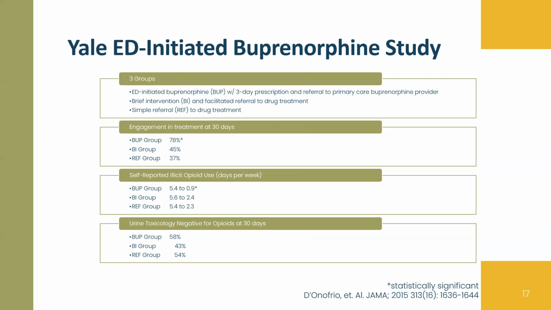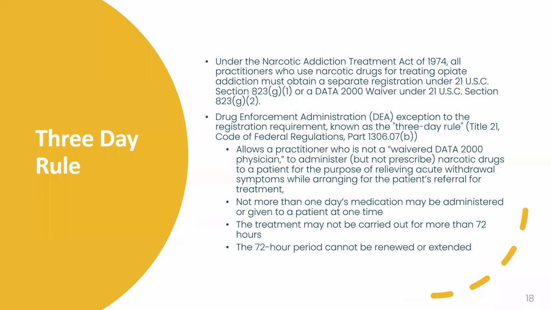And what you can see in terms of engagement at treatment in 30 days, there was retention and any self-reported illicit opioid use, as well as their toxicology report for opioid use. The group who received the medication in the emergency department with that coordinated link and bridge to care did better across all 3 components, and they were retained in treatment at a 78% rate, much higher than the other 2 groups. Their self-reported illicit opioid use was fewer days, and their urine toxicology negative was at a higher rate than the other 2 groups as well.